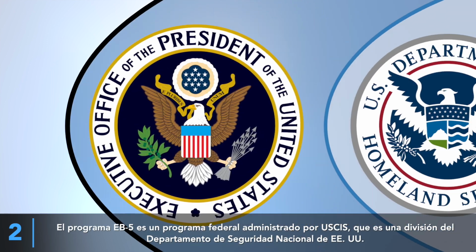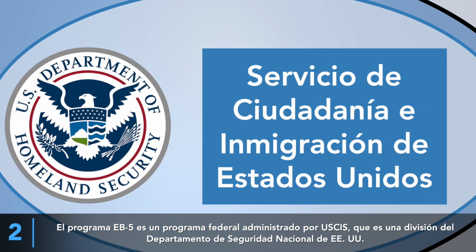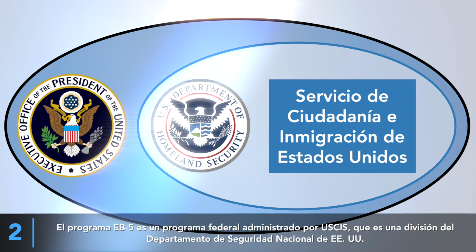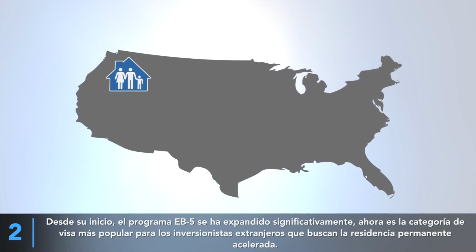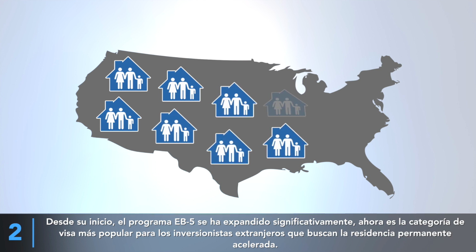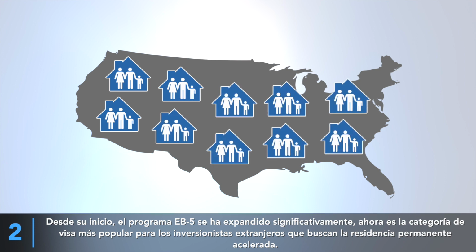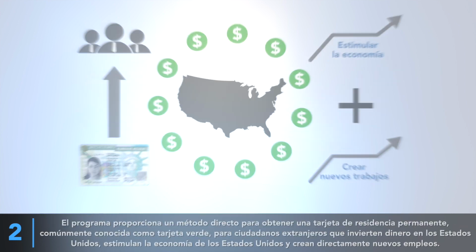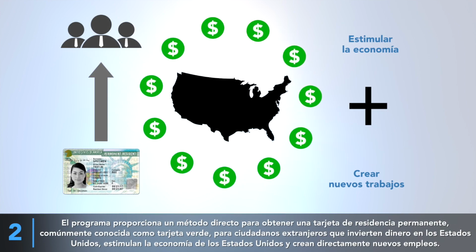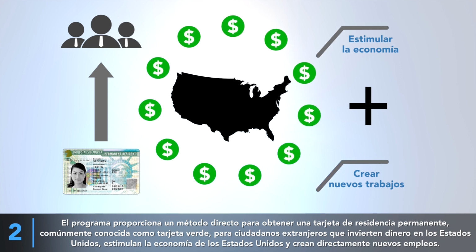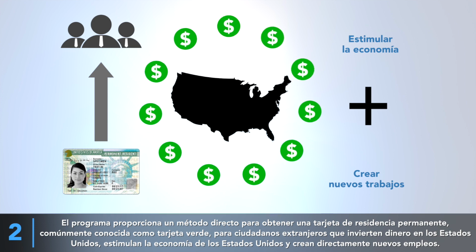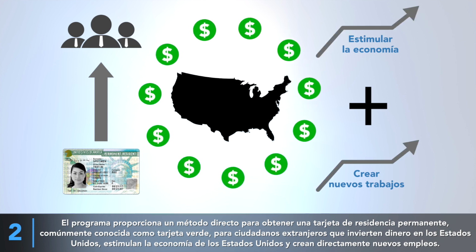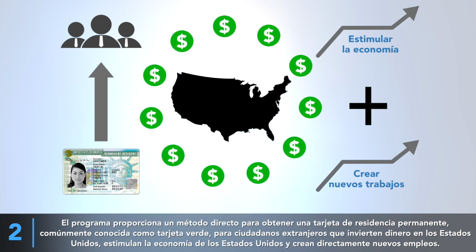The EB5 program is a federal program administered by USCIS, which is a division of the U.S. Department of Homeland Security. Since its inception, the EB5 program has expanded significantly. It is now the most popular visa category for foreign investors seeking expedited permanent residency. The program provides a direct method of obtaining a permanent residence card, commonly referred to as a green card, for foreign nationals who invest money in the United States, stimulate the U.S. economy, and directly create new jobs.